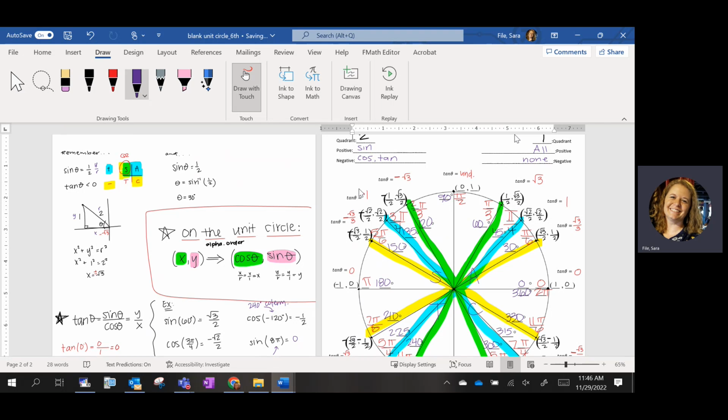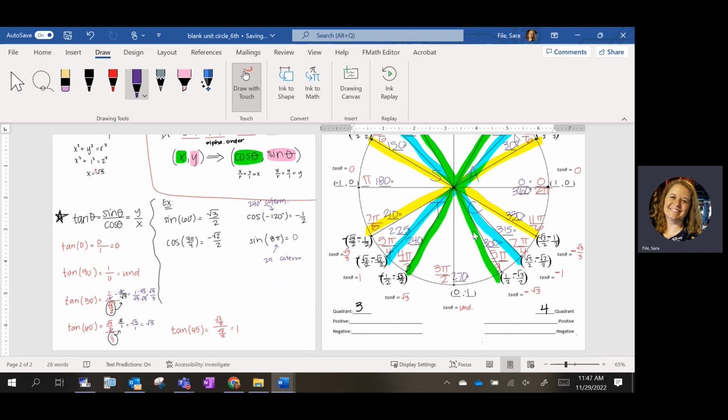Now, the reciprocal functions. Cosecant is the reciprocal of sine. When sine is positive, cosecant is positive. So when cosine is negative, secant is negative. When tangent is negative, cotangent is negative. Still with me?